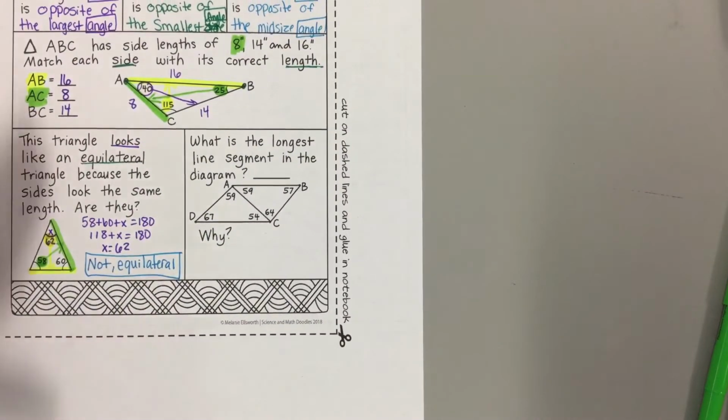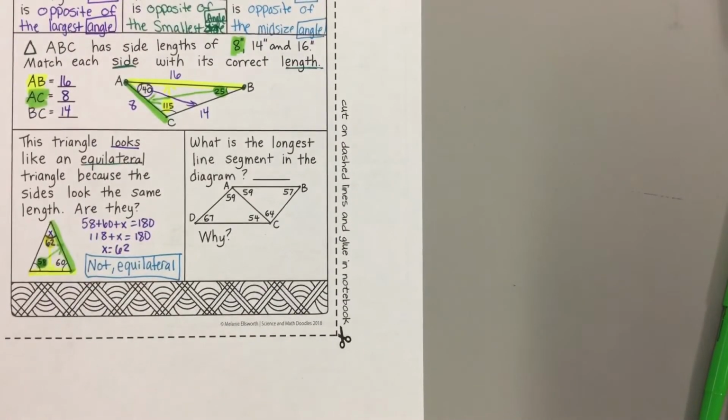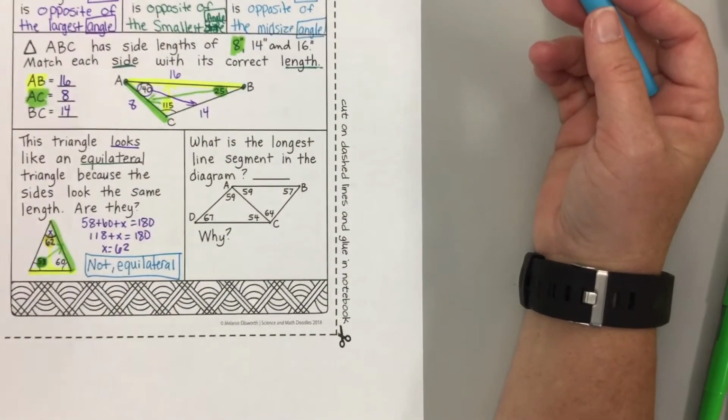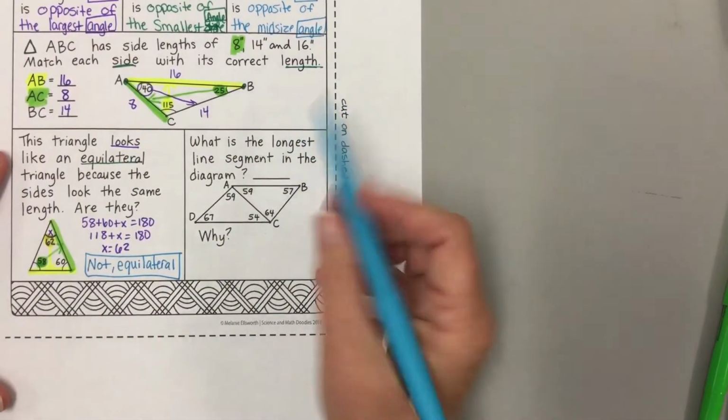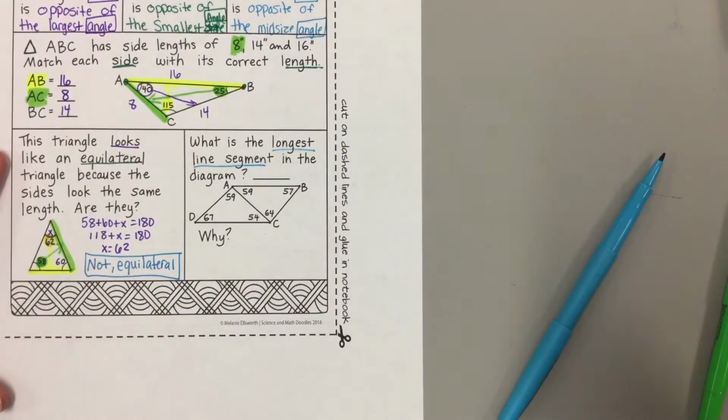All right, let's check out this question. What is the longest line segment in the diagram? All right, so we're going to go ahead and figure out. We know that no matter what it is, the largest side is going to be opposite the largest angle. So let's find, we're trying to find the longest line segment, right? So let's find the largest angle.